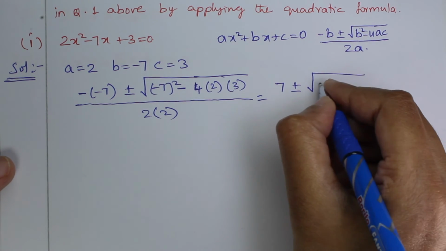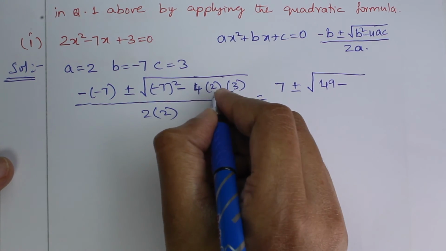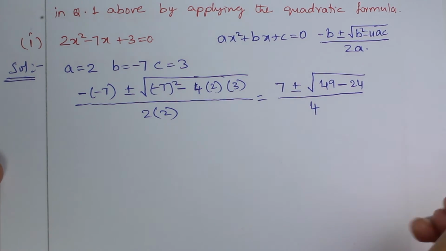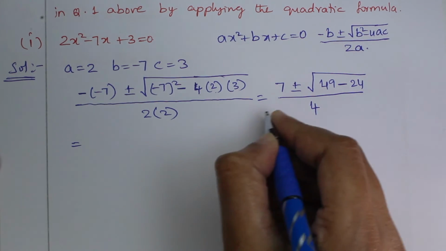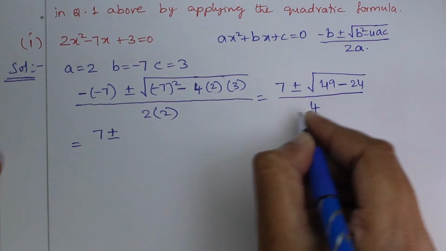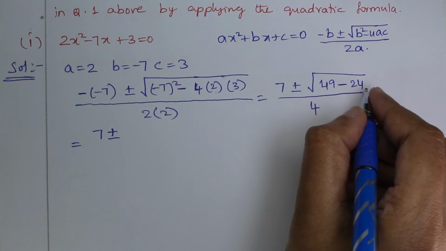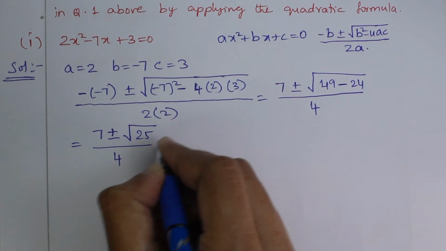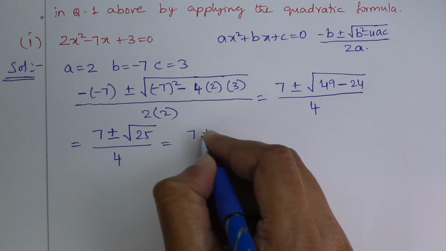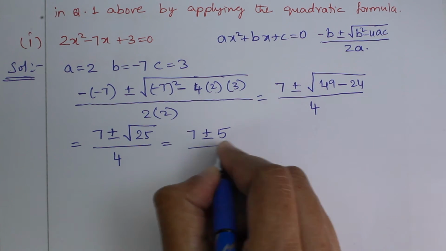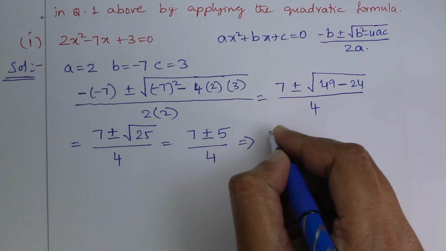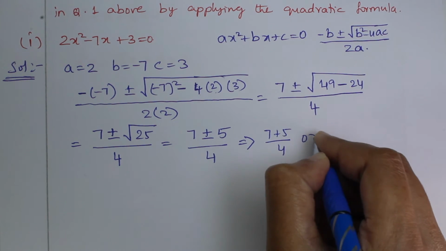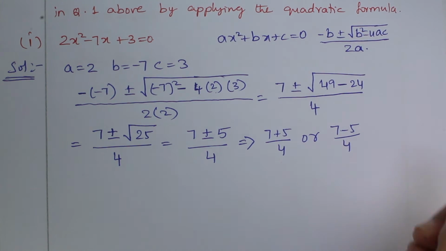of minus 7 square is 49 minus 4 2s are 8 3s are 24 divided by 2a is 2 2s are 4. Okay, that is equal to 7 plus or minus square root of 49 minus 24 is square root of 25 divided by 4, that is equal to 7 plus or minus square root of 25 is 5 divided by 4, that implies it can be 7 plus 5 by 4 or 7 minus 5 by 4.